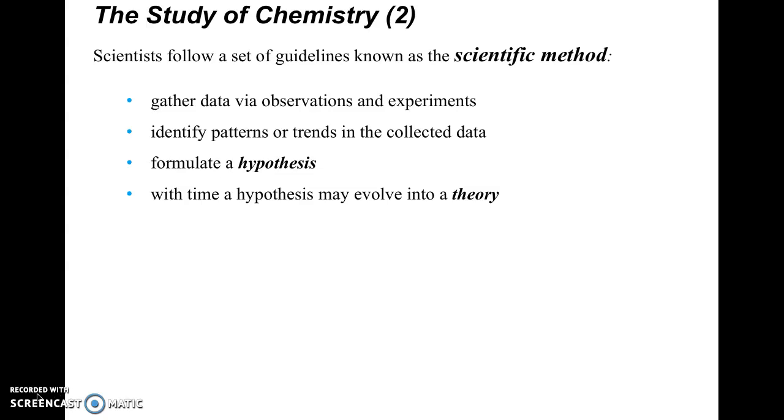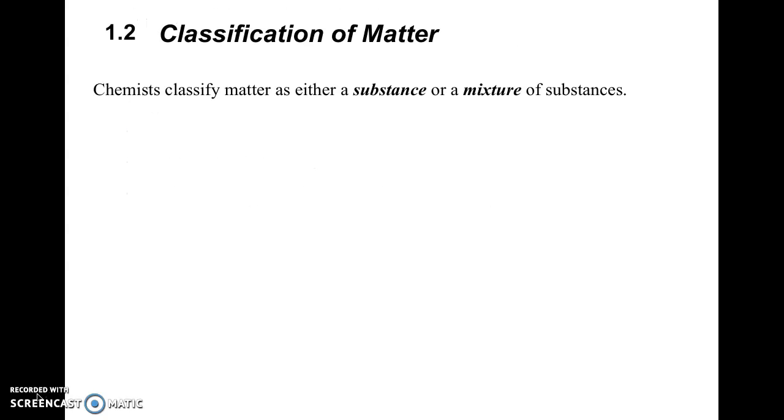So you gather data via observations and experiments, and you look for patterns or trends in that data, and you formalize a hypothesis that if you put a match to methane, it gets very hot and it can cause chemical reactions. And if this hypothesis pans out through a number of additional experiments, that can become a theory. So this is a pretty important method for studying things scientifically.